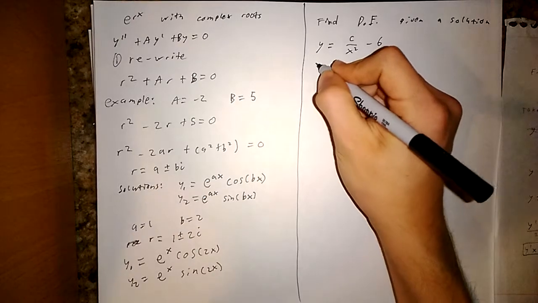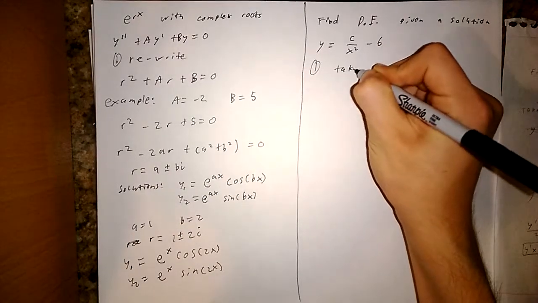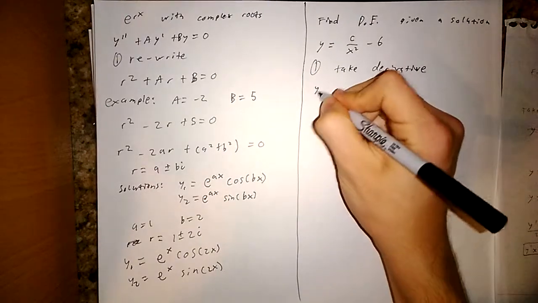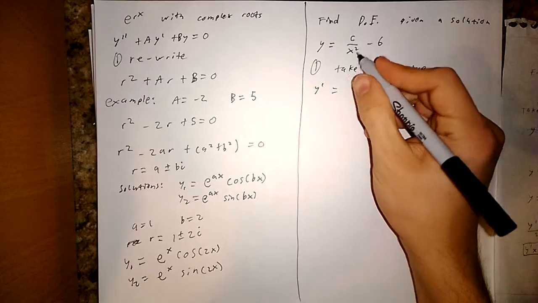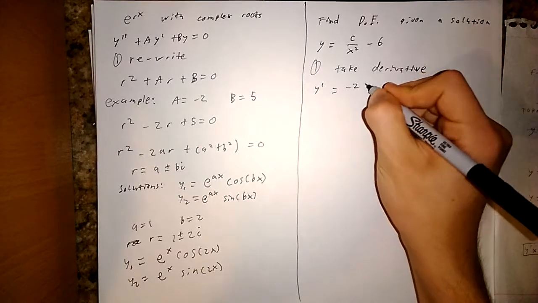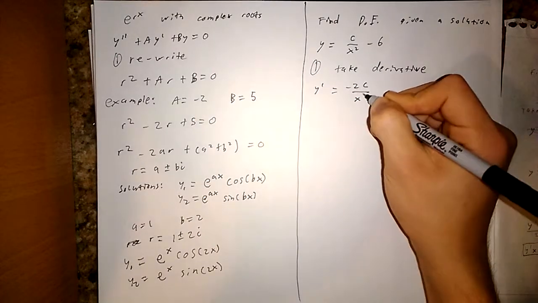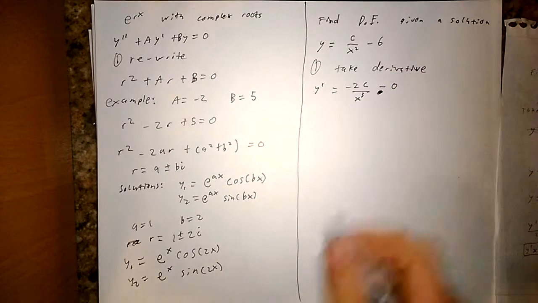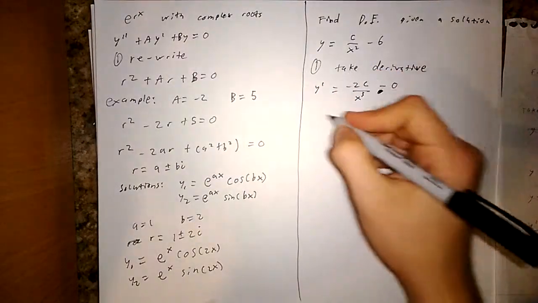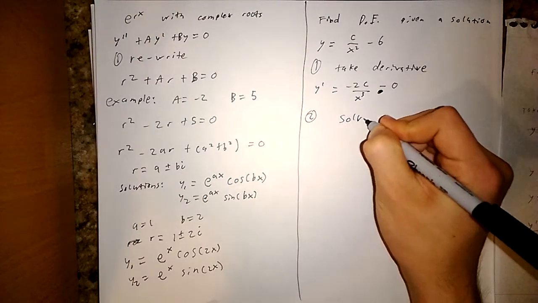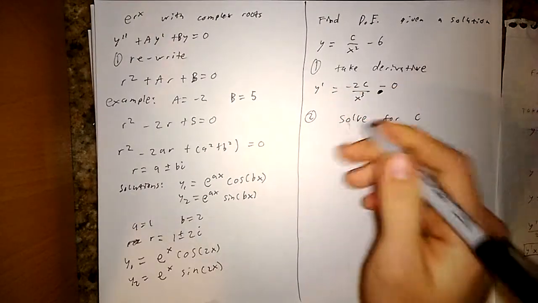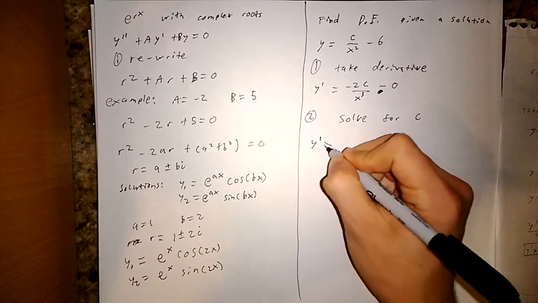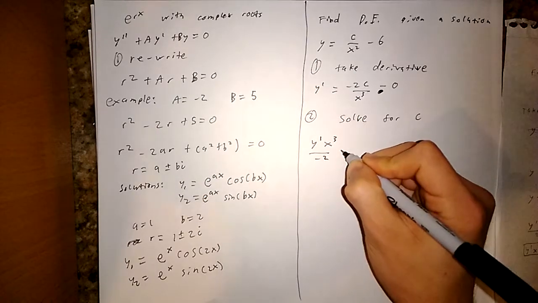So what we have to do is first we have to take the derivative. We get y prime equals, okay, the derivative of this is going to be what, -2c over x cubed, and then this is going to be technically minus 0 because the derivative of 6 is 0. So we're going to have that, and now we're going to solve for c in one of them and plug it into the other. So let's first solve. I'm going to do this one just because it seems easier. x cubed over -2 equals c.